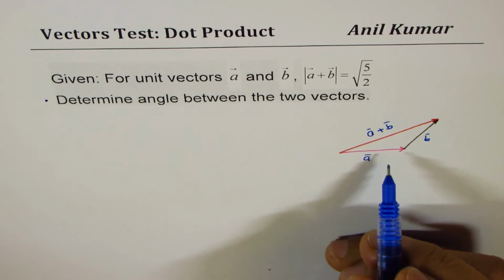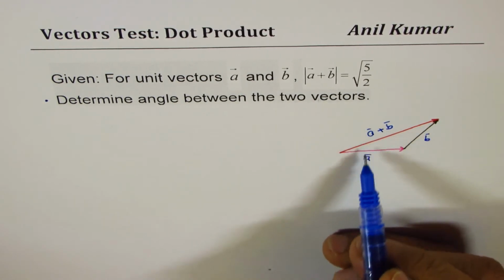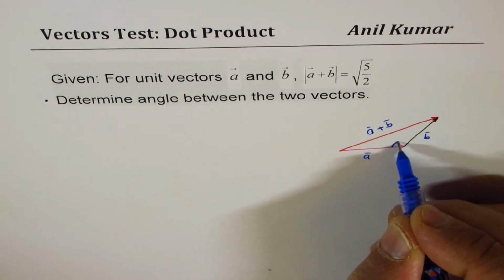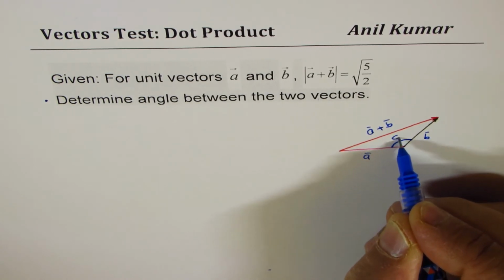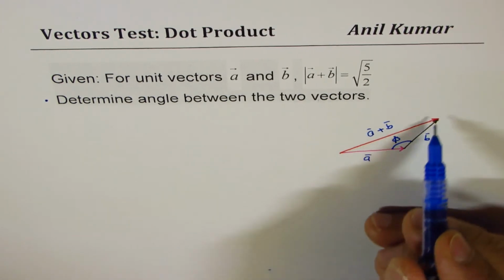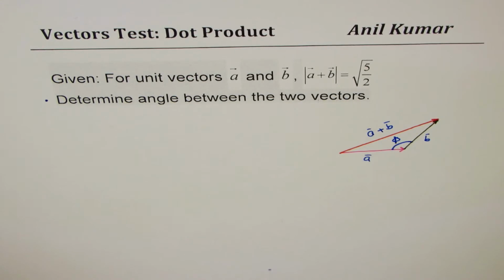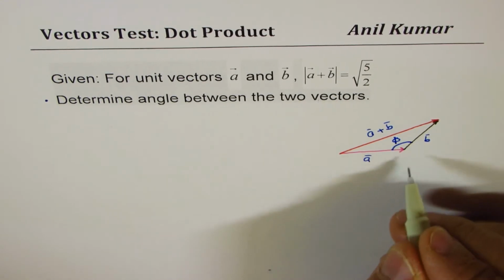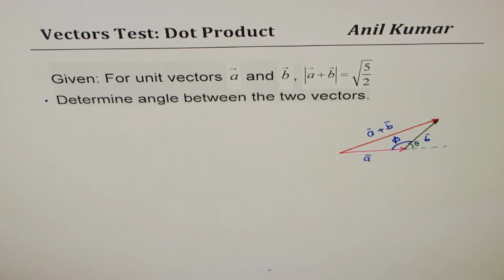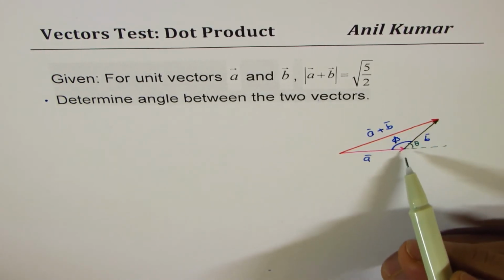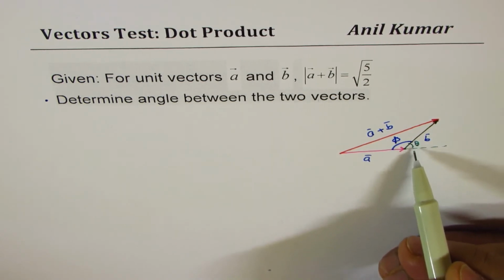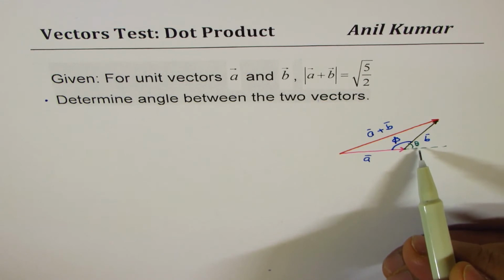Now we can use the cosine law to relate these. So this resultant is related with this angle, and let's call this angle phi, correct? Remember, the angle between the two vectors is not phi. The angle between the two vectors is this angle, which we call theta, when you place them either tail to tail or head to head. So if you place them tail to tail, the angle is theta. That's a very important thing to understand, right?